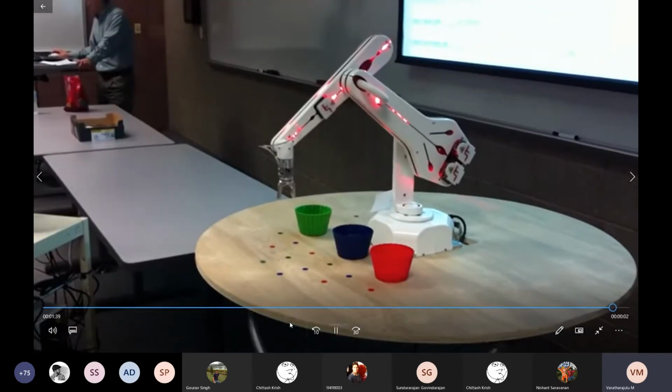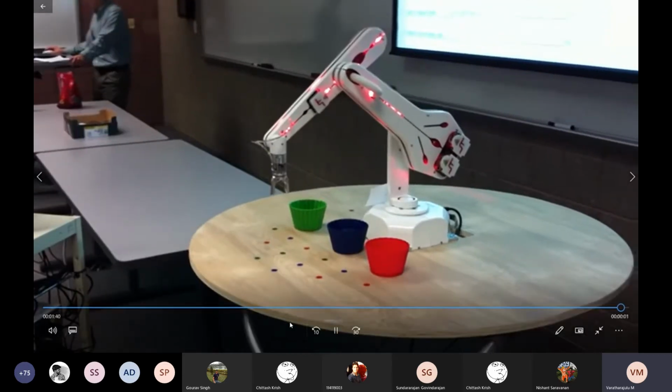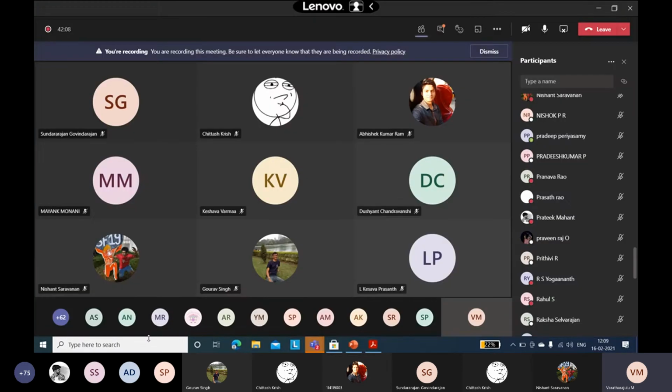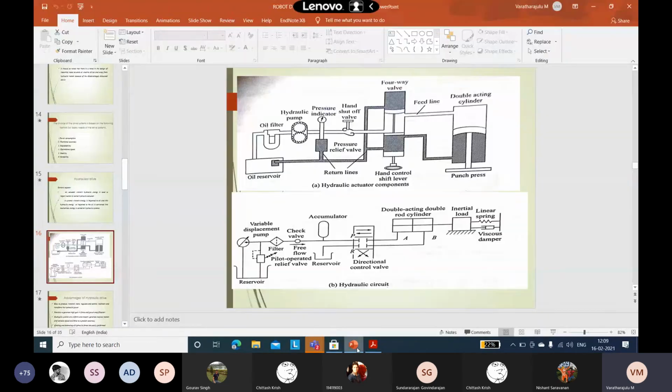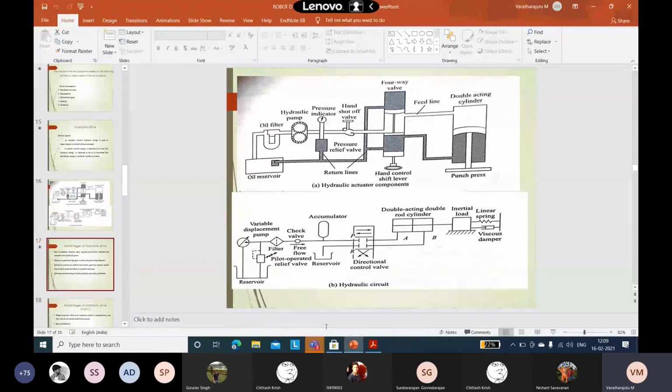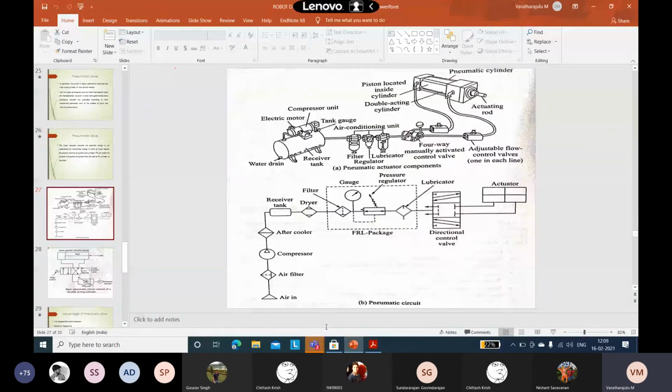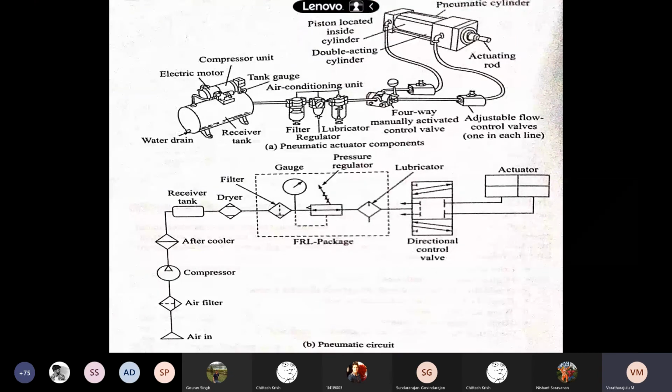Do you want to share anything? Do you want to share anything? If there is nothing to share, then we'll have a visit over the pneumatic circuit.